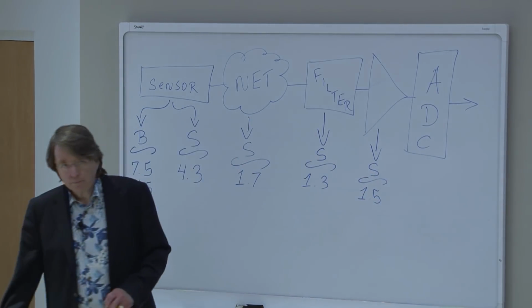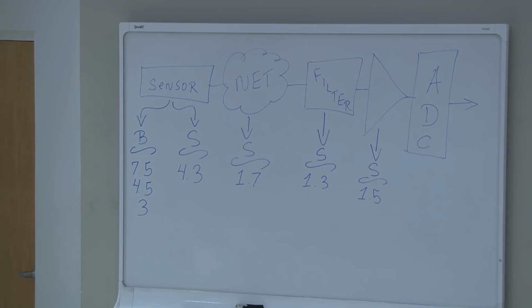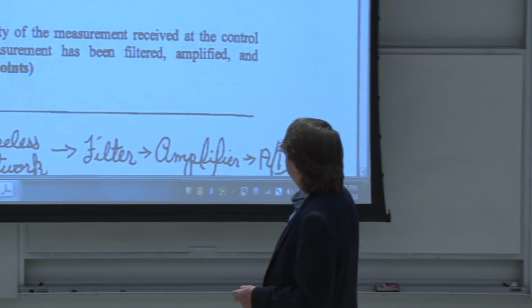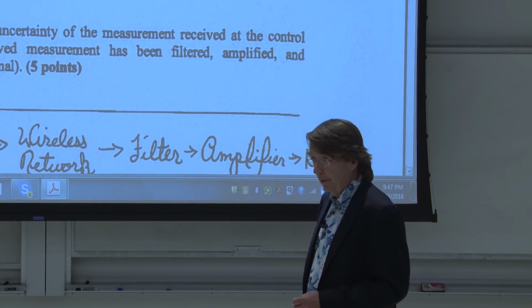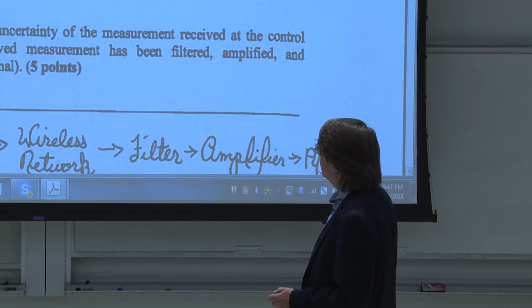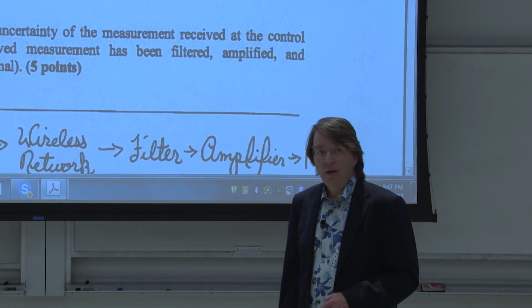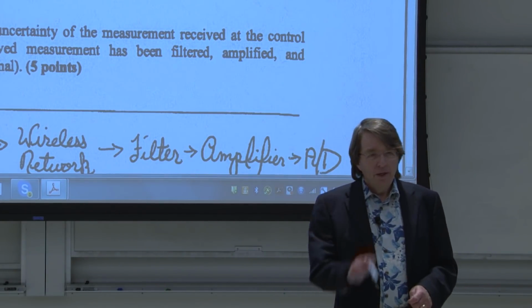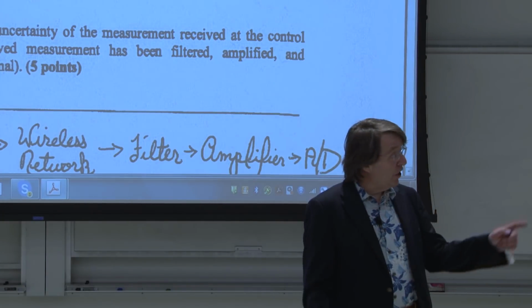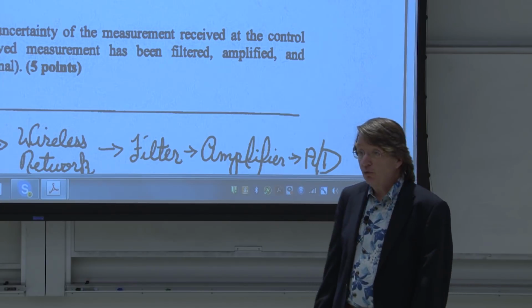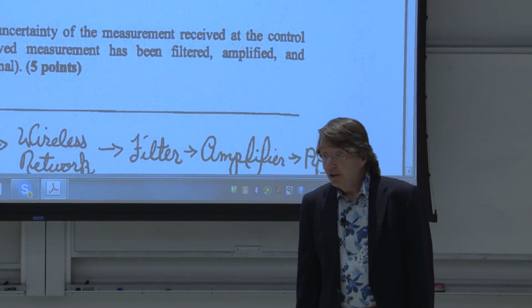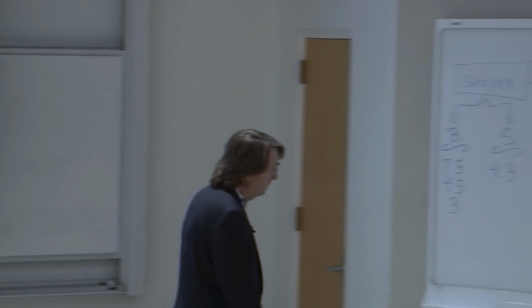Okay? Now, the author tries to trick us, so I followed his lead. The A to D converter produces a random uncertainty of 2.5 for a 95% confidence interval. What strikes me is every other statement said standard deviation, standard deviation. This says random uncertainty.